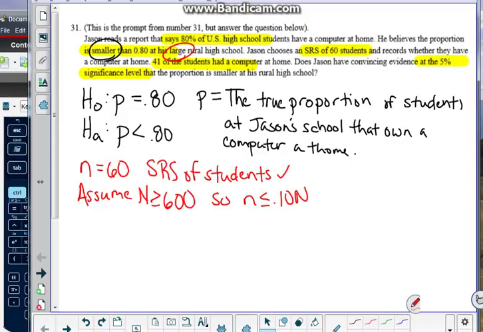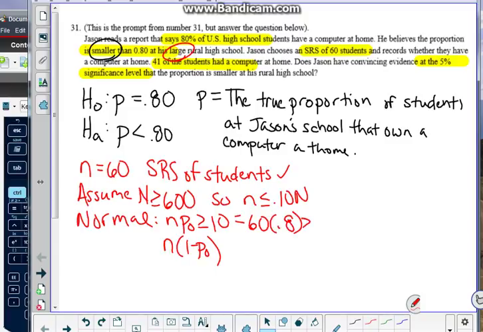And the last one we need to check is the normal condition. Is the large counts condition going to be satisfied? Okay, so normal, meaning n times p naught must be greater than or equal to 10, and n times 1 minus p naught must be greater than or equal to 10. Now, p naught, that's the proportion that we found from our null hypothesis, 0.80. Our sample size was 60, so 60 times 0.8, is that greater than 10? Yes, it is. And how about 60 times 1 minus 0.8? 0.2. That's 12, but that checks out. So all of our conditions are met.